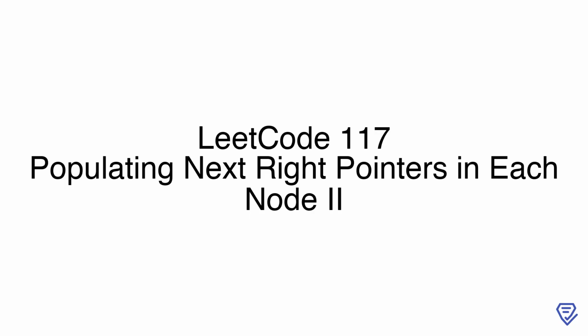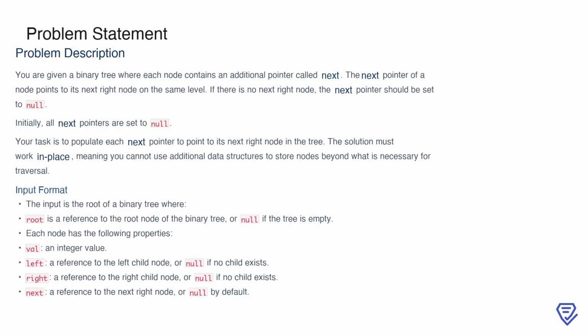Let's dive in. In this problem, you are working with a binary tree where each node includes an extra pointer called next. The purpose of this pointer is to connect each node to its next right neighbor on the same level. If no such neighbor exists for a node, its next pointer should be set to null. Initially, all of these next pointers are set to null. Your task is to update these pointers so that each one correctly points to the next right node, or null when there is no neighbor on the right.